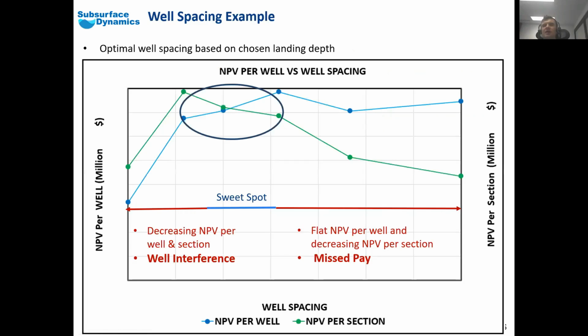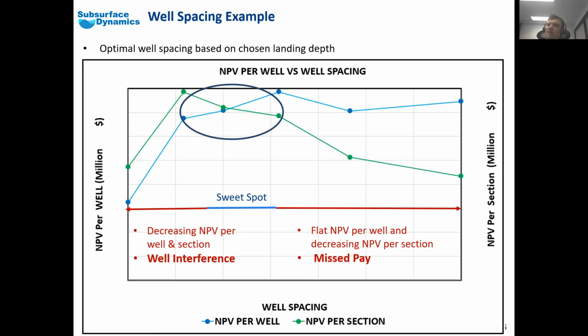Then another example, the well spacing example. The well spacing is a little bit different. When we talk about well spacing, we start talking in terms of NPV or economics, on a per well basis and on a per acreage basis. In our case, it will be section, but whatever land division you might be using, it has to be checked on that land division as well.